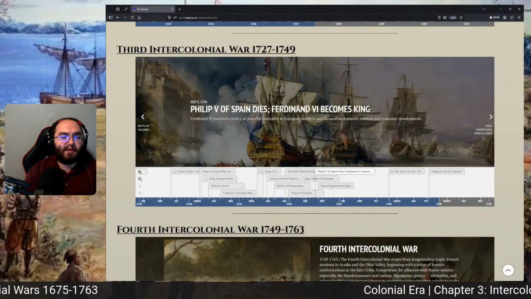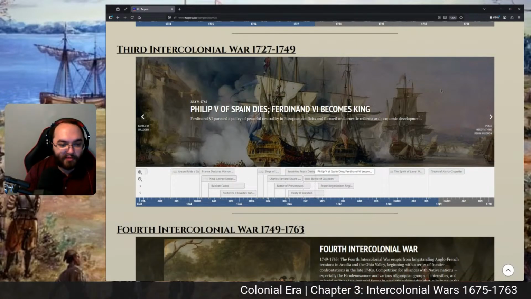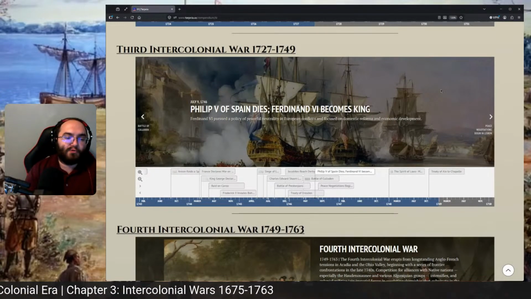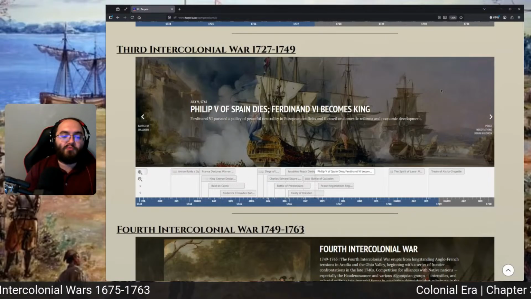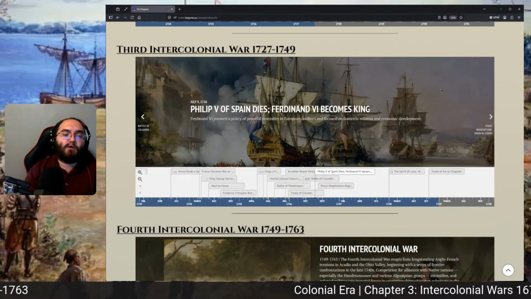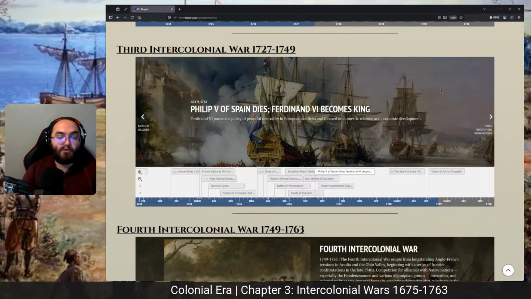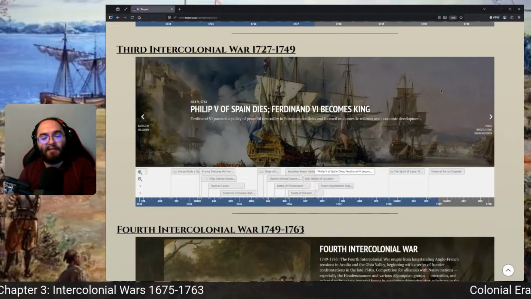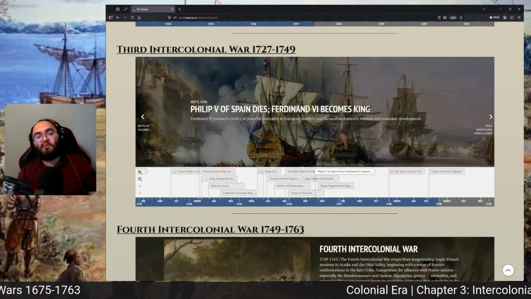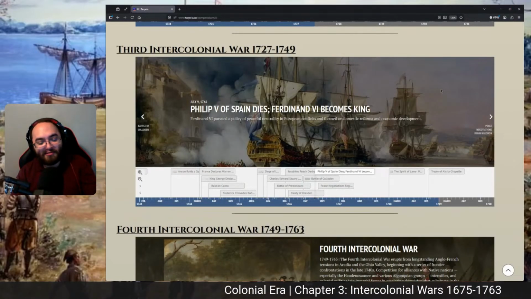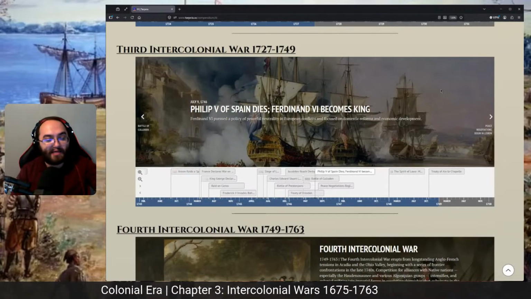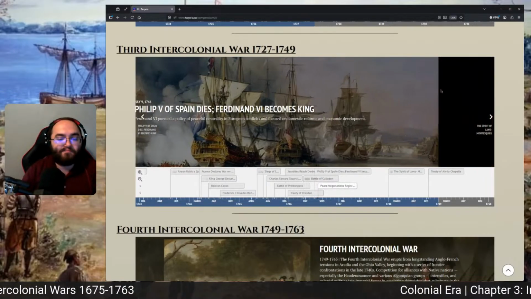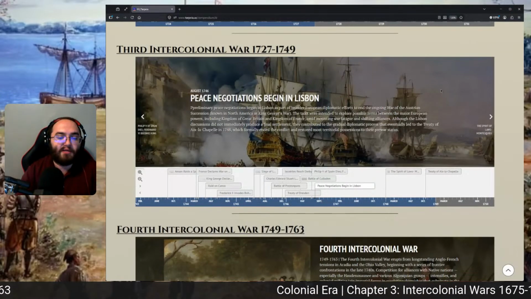Philip V of Spain dies, and Ferdinand VI will become king. Ferdinand VI is much more of a pacifist, and he will pursue peace negotiations, which will lead to the end of King George's Wars, plural, because the Spanish are fighting the English in the War for the Asiento. So that will end with the same treaty that ends the war between England and France, which most people call King George's War. Peace negotiations begin in Lisbon.